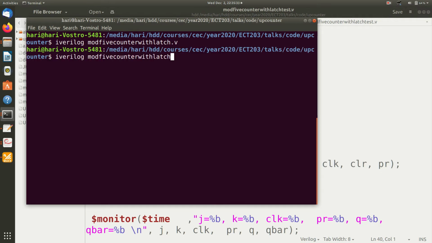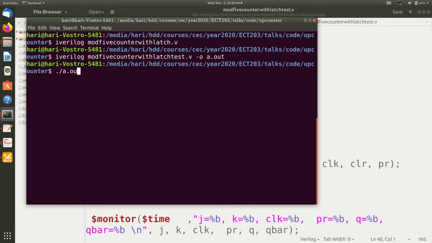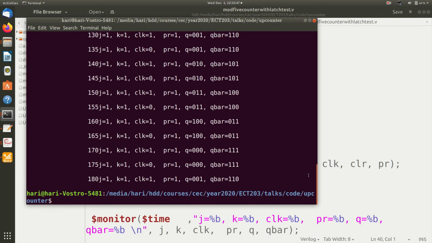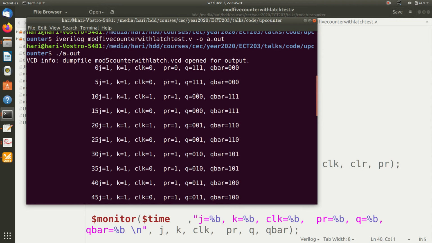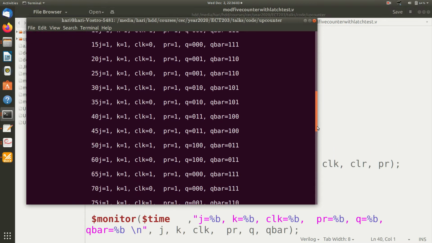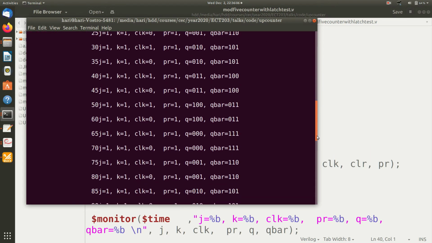Now you can have a test bench for this. I can run a.out. Now you can see this count cycles. Initially it is in 111, then it goes to 000, 001, 010, 011, then goes to 100, then it clears to 000. Here the reset signal is created, so 000, 001 that way.